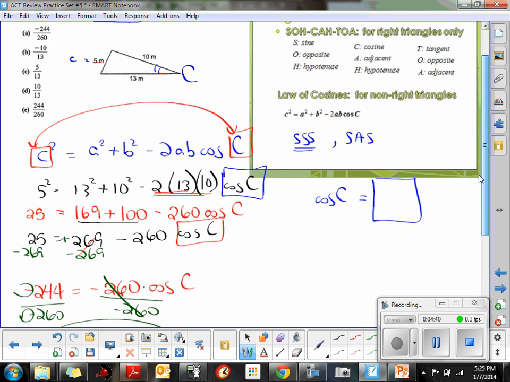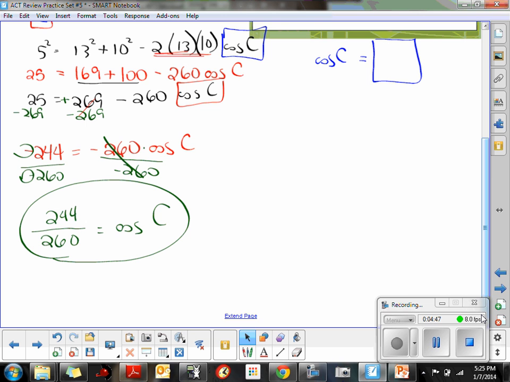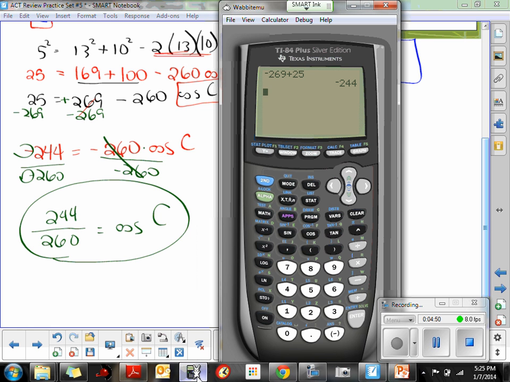Is there an answer choice 244 over 260? And there is. Sometimes they'll make you put it in lowest terms. A quick way of doing that on your calculator, if you want to turn fractions into lowest terms, is to simply take your 244 divided by 260. I know they have a common factor of 2. It turns it into a decimal. Then we can turn it into a fraction by hitting option 1, and it would give us our fraction in lowest terms. In this case, they didn't make us do that, so we can stick with our 244 over 260.